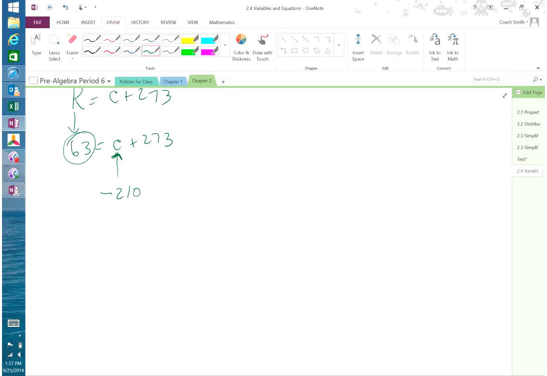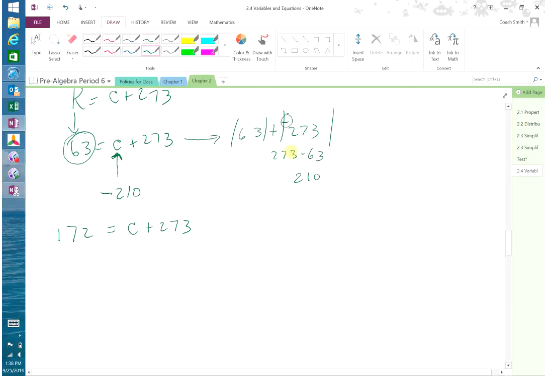Okay, now let's look at the next one, chlorine. Chlorine's melting point is 172 Kelvin. So basically what we did to get negative 210 is take 63 minus 273. That's a positive plus a negative, so we take the absolute values and subtract them, and that's 210. The larger absolute value is negative.